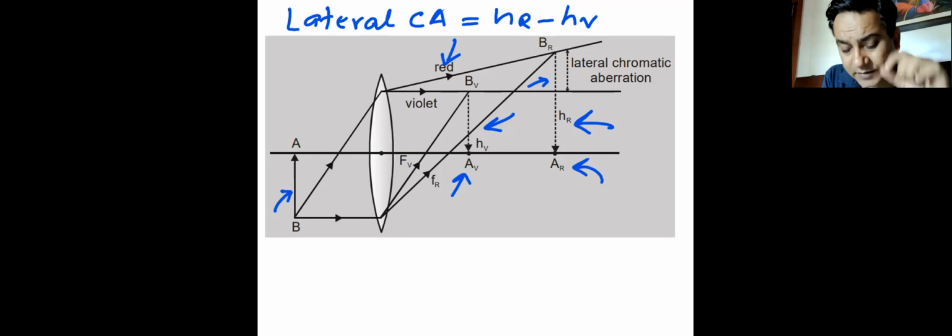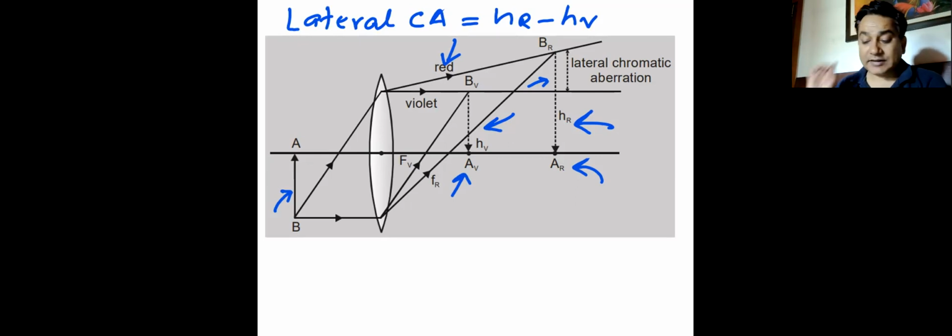Longitudinal is along the axis. Lateral is the difference in height. Remember, the height in the violet image will be smaller. The height of the image in the red color would be more. HR minus HV is known as the lateral chromatic aberration. This is the entire thing that you have to understand. Please note it down together with the diagram.